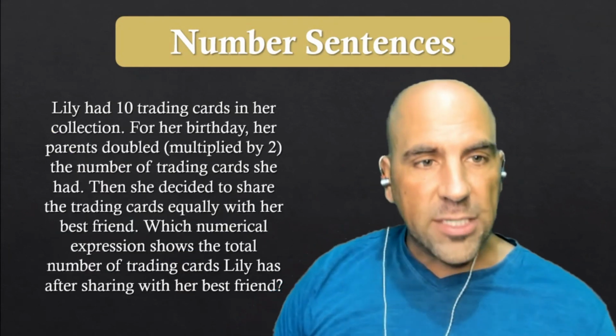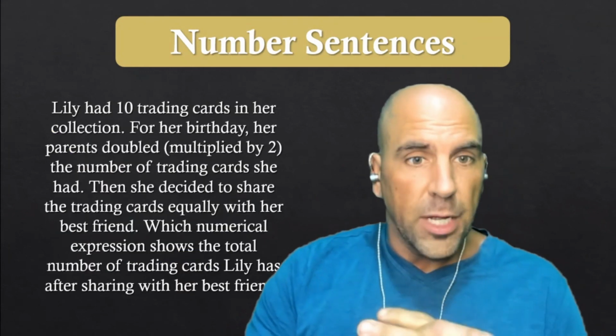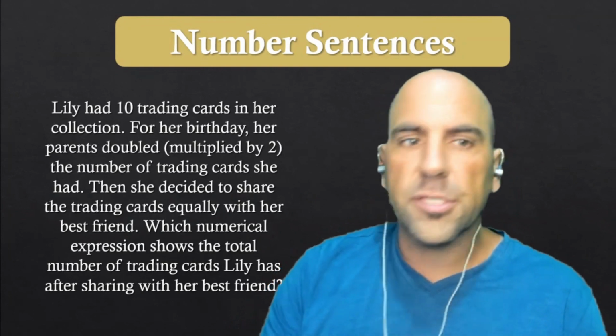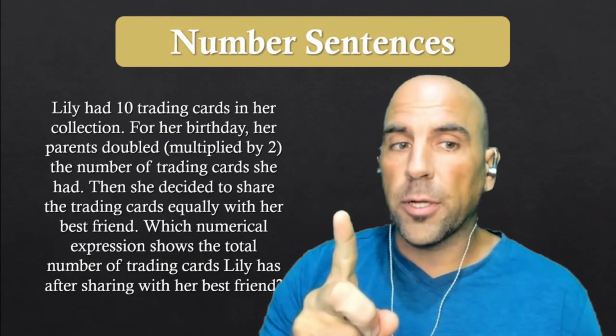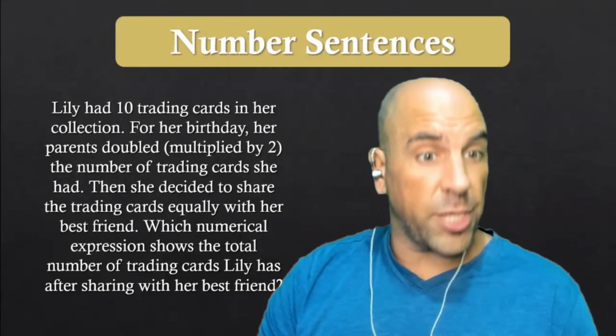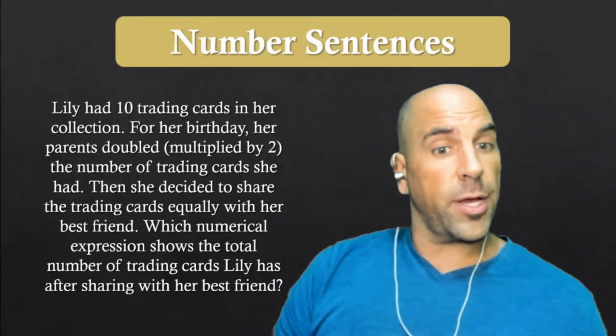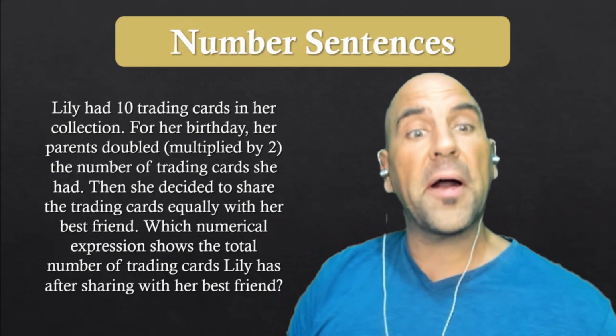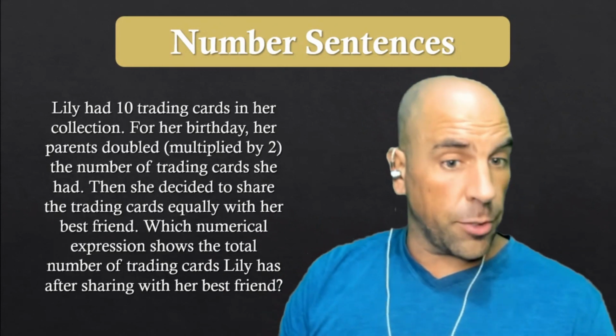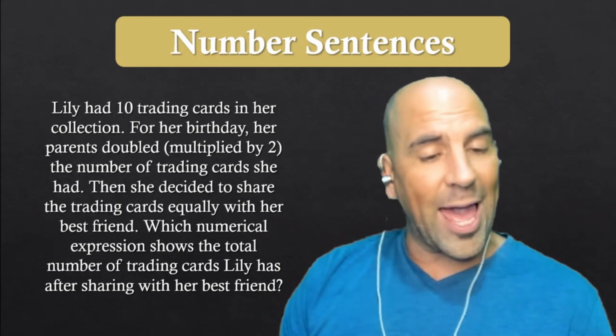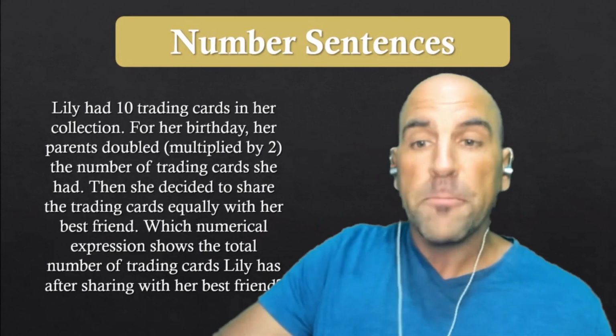All right, Lily had 10 trading cards for her collection. I used to have a lot of trading cards. For her birthday, her parents multiplied by 2 the number of trading cards she had. Then she decided to share the trading cards equally with her best friend. How kind. Which numerical expression shows the total number of trading cards Lily has after sharing with her best friend?